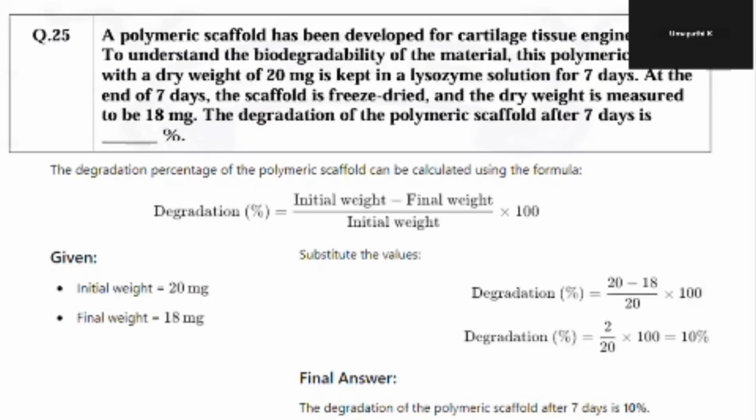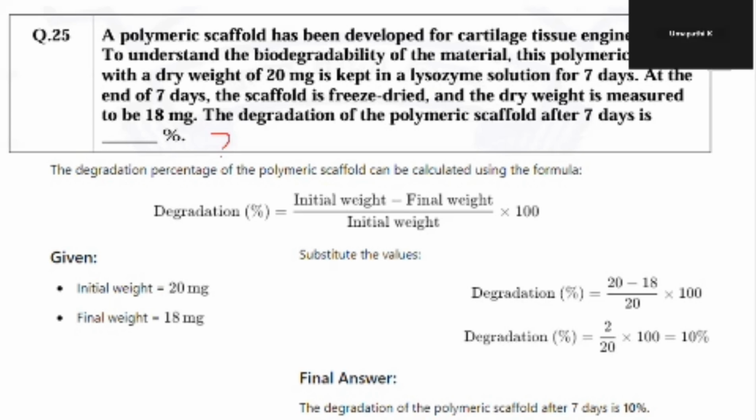Yes, the next question. I will read. A polymeric scaffold has been developed for cartilage tissue engineering. To understand the biodegradability of the material, the polymeric scaffold with a dry weight of 20 milligram is kept in a lysozyme solution for 7 days. At the end of the 7 days, the scaffold is freeze dried and the dry weight is measured to be 18 milligram. The degradation of the polymeric scaffold after 7 days is what percentage?